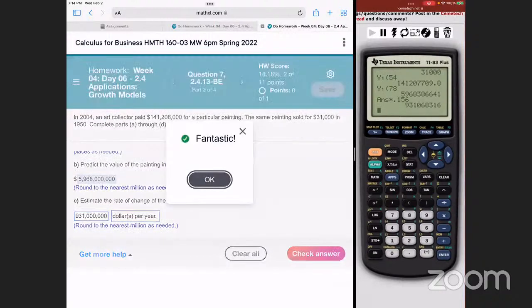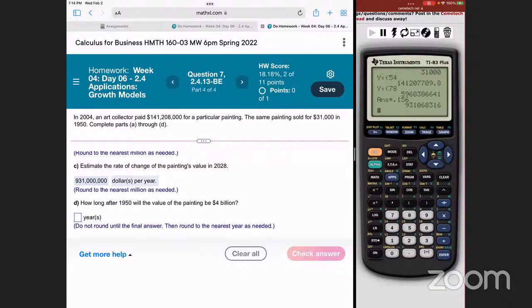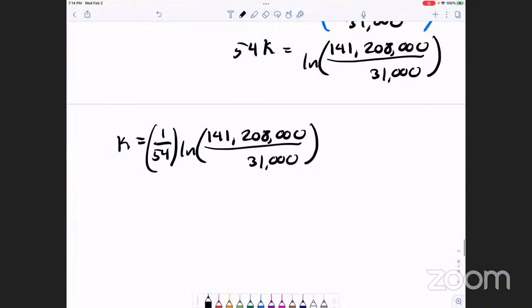Okay. Is that the last one? I think there's one more. How long after 1950 would the value of the painting be $4 billion, right? So basically they're saying set Y equal to 4 billion and solve for T. Okay. So our model, we never wrote it there, but we got it. Let me see if we can solve it. I'm going to try to do it.